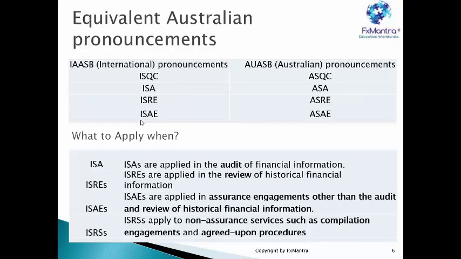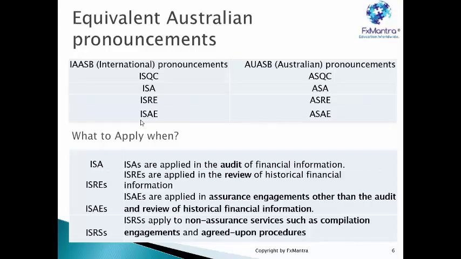In Australia, we have our own pronouncements, which are almost equivalent to the international ones. So the International Standard on Quality Control becomes ASQC, Australian Standard on Quality Control. International Standards on Auditing become Australian Standards on Auditing. Likewise, we have pronouncements equivalent to the international ones. As I already mentioned, any requirement which is a little more strict is marked with the prefix AUST.